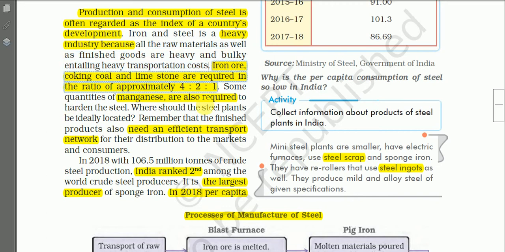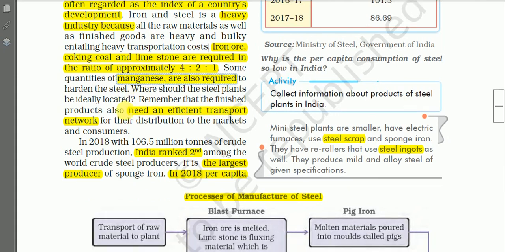Iron ore and coking coal, that is metallurgical coal, and limestone are required in the ratio of approximately 4:2:1. Sometimes the ratio is asked in the examination, in the objective type questions. Iron ore, then coking coal, that is the metallurgical coal, and the limestone are required in the ratio of approximately 4:2:1. And some quantities of manganese are also required to harden the steel.